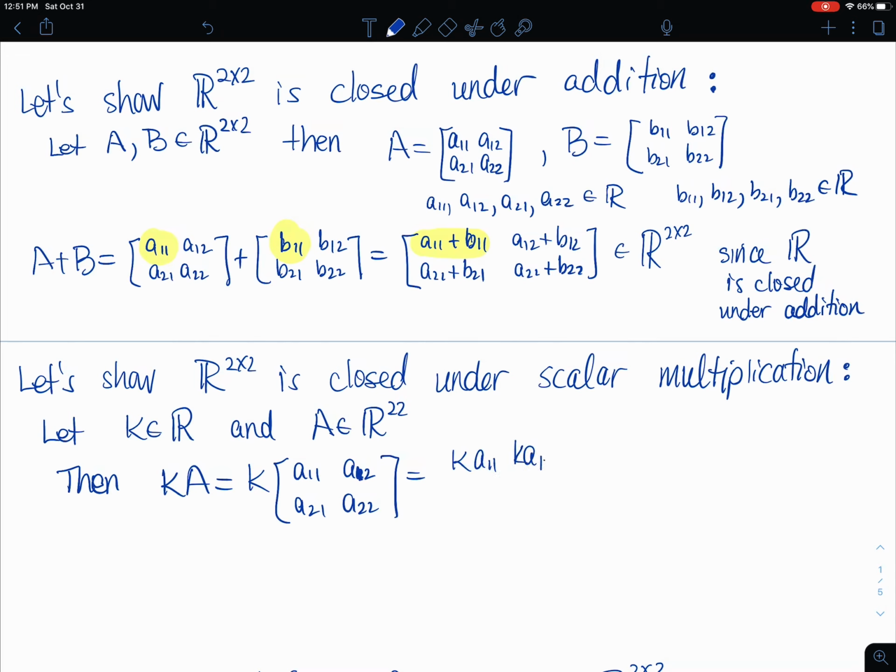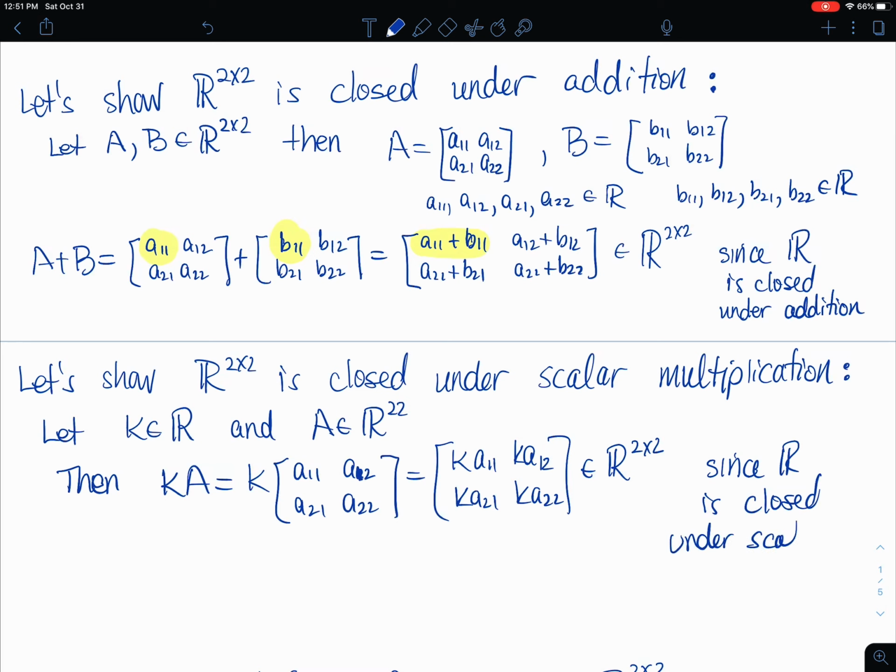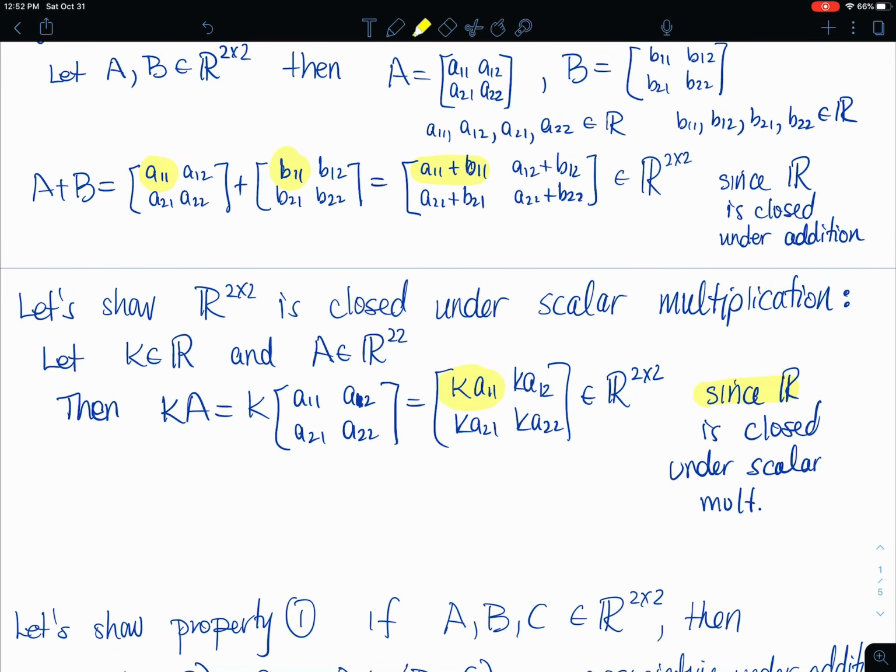So we get Ka11, Ka12, Ka21, Ka22. All right, and then you'll see that this is a 2 by 2 matrix with entries in R, since R is closed under scalar multiplication. You might think it doesn't feel like you're really doing much, but you are showing these 2 closure properties, which are really important. All the entries are a scalar times a real number, so we really did need to use that R is closed under scalar multiplication.